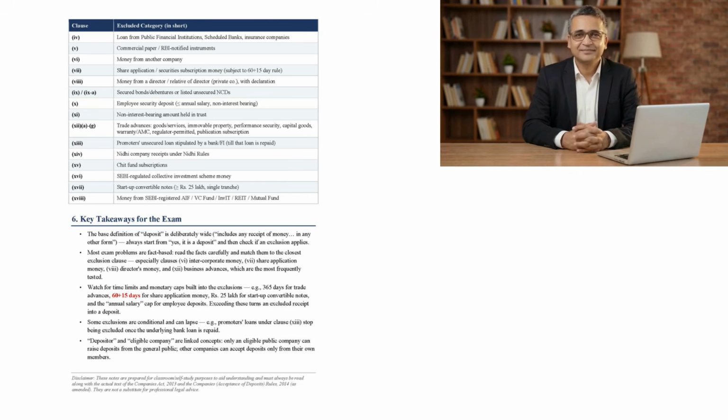Money received, arrow, apply Section 2(31), arrow, check Rule 2(1)(c), arrow, verify the conditions. If the exclusion applies and all conditions are satisfied, it is not a deposit. Otherwise, it becomes a deposit and Chapter 5 applies.